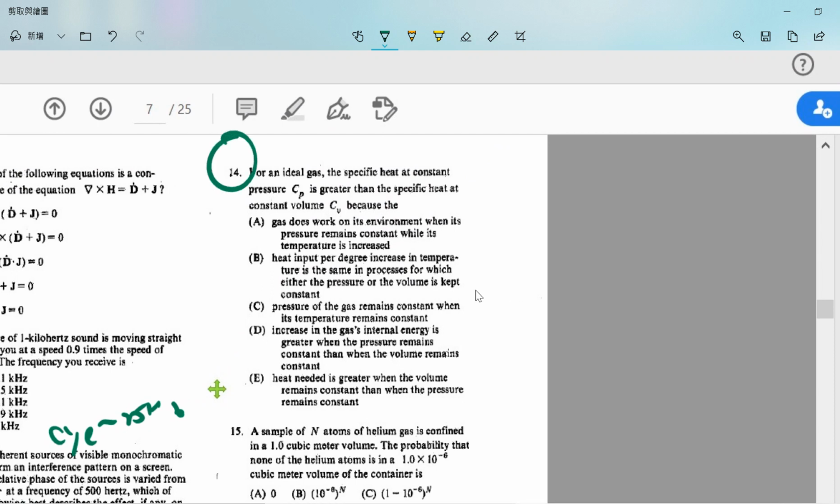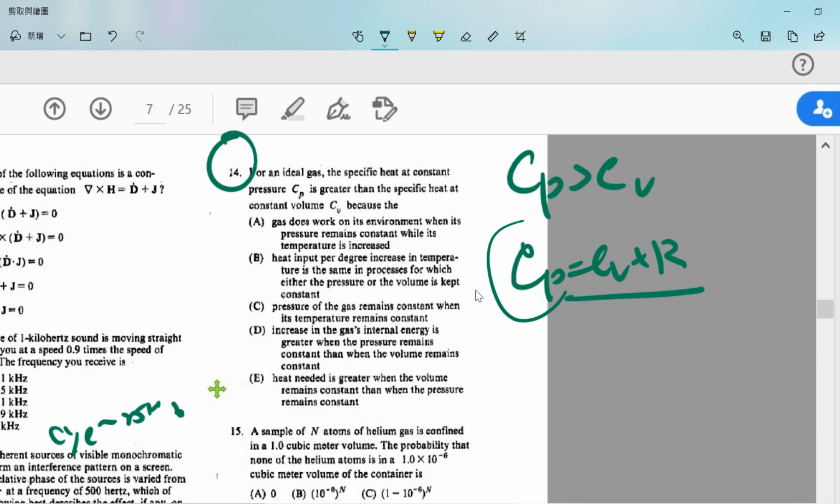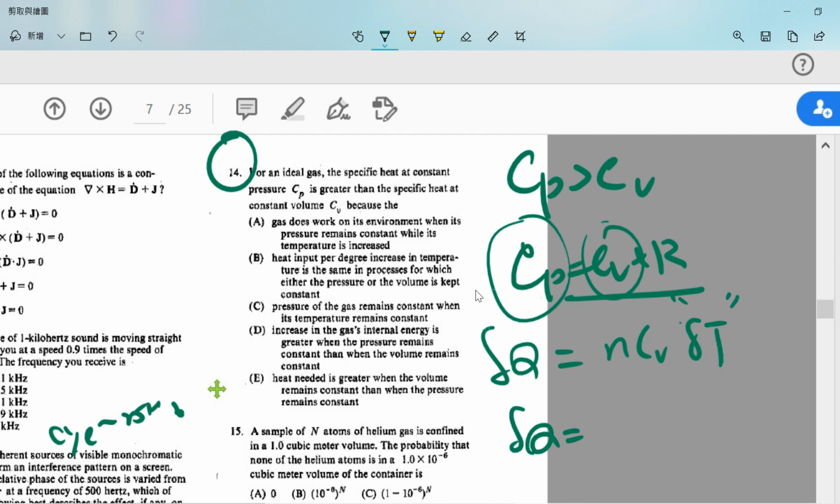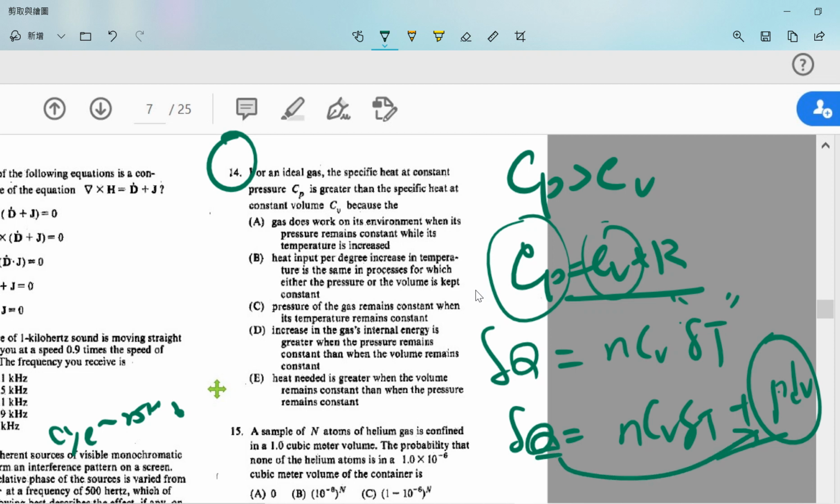Okay, so 14 asks why Cp is larger than Cv. Usually Cp is Cv plus R. And why is Cp larger? When you add heat at fixed volume, all the heat goes to raising the temperature. But when you add heat to an isobaric system, the gas will expand, so some of the heat needs to be transformed into work. This is what I explained in English, and you can go find the answer. So the answer basically is A.